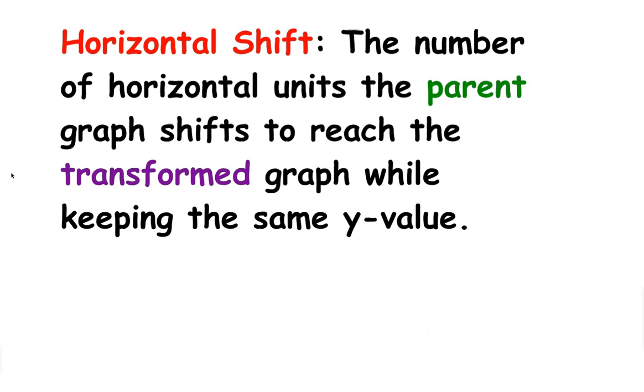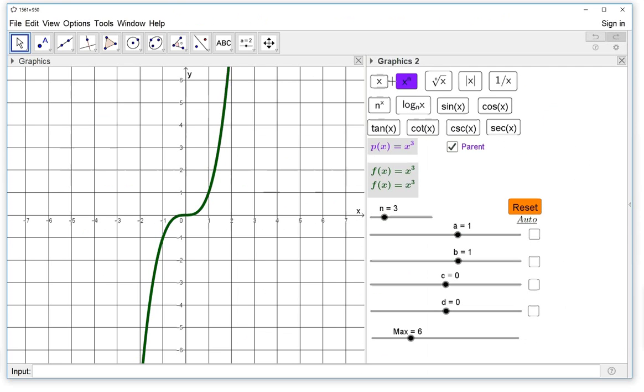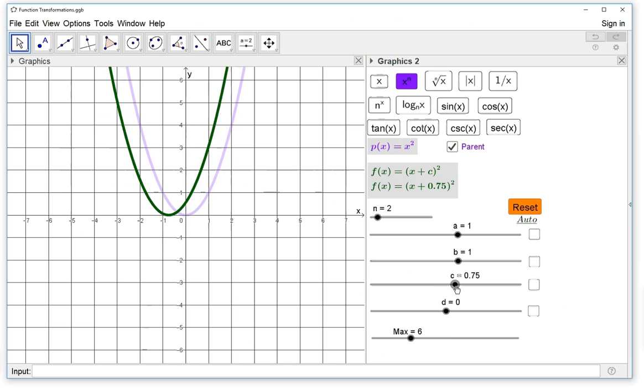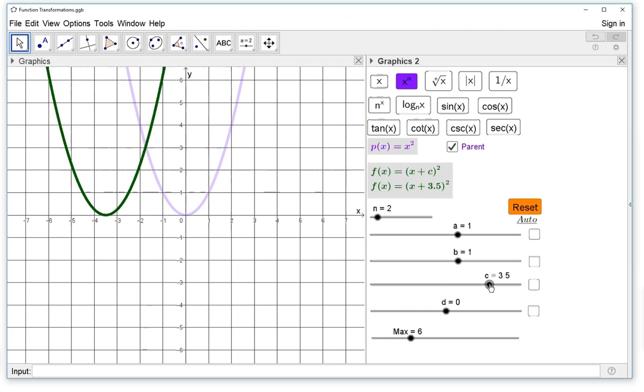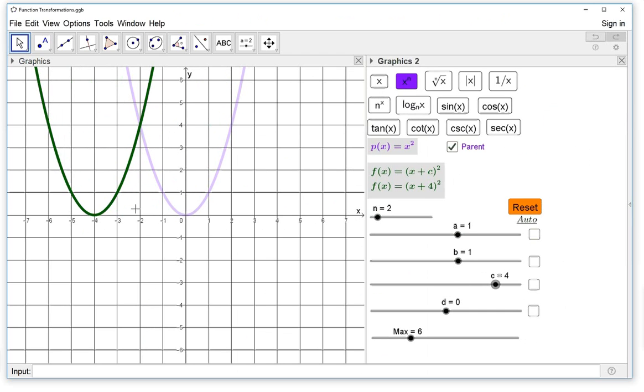Okay, horizontal shift. What is the definition? It's the number of horizontal units the parent graph shifts to reach the transformed graph while keeping the same y value. Again, we can see that here. Let's go back to x squared. I kind of like that one better. So if we make c equal to positive, let's say positive 4, then it shifts c units to the left, so on and so forth.